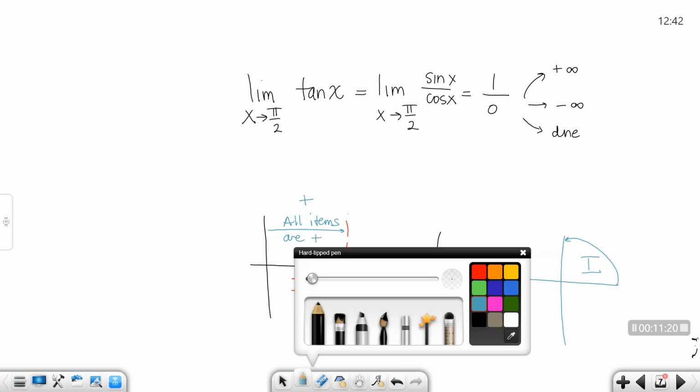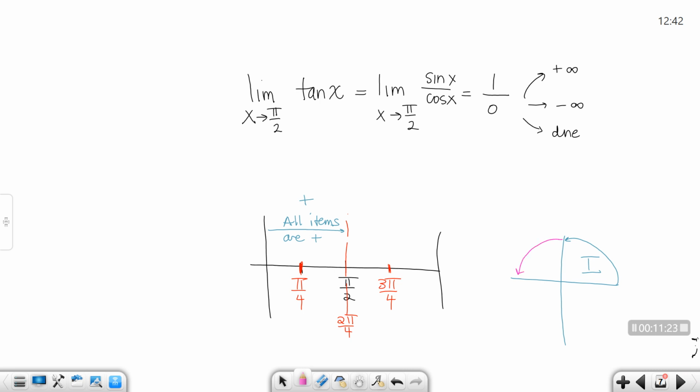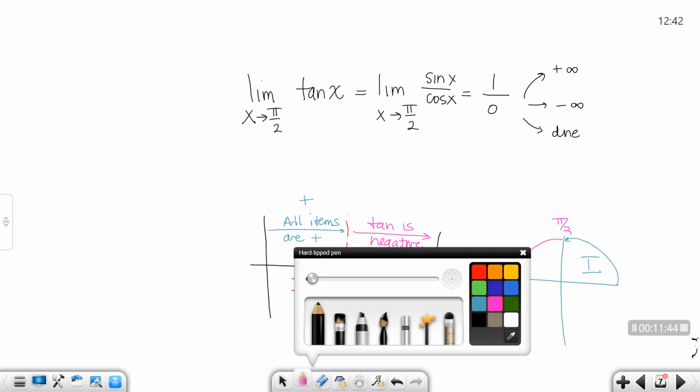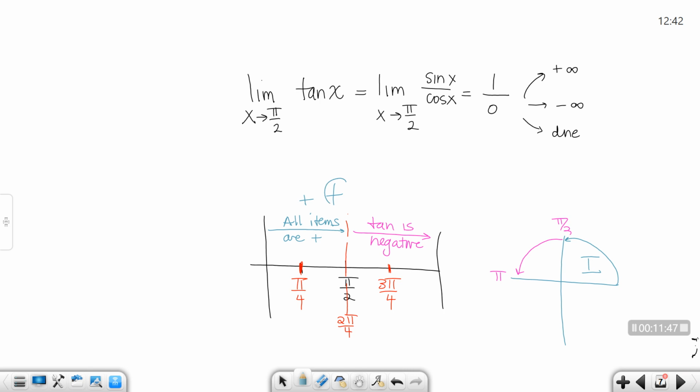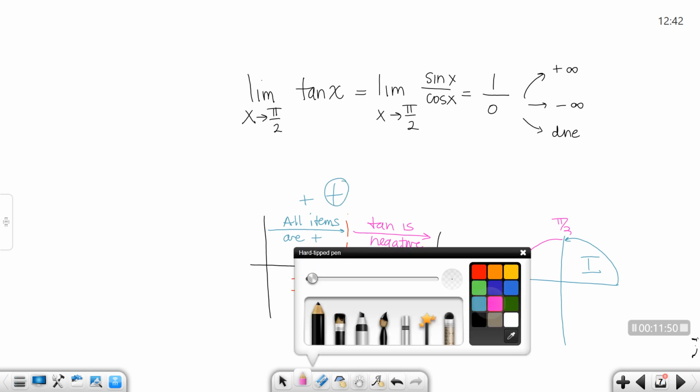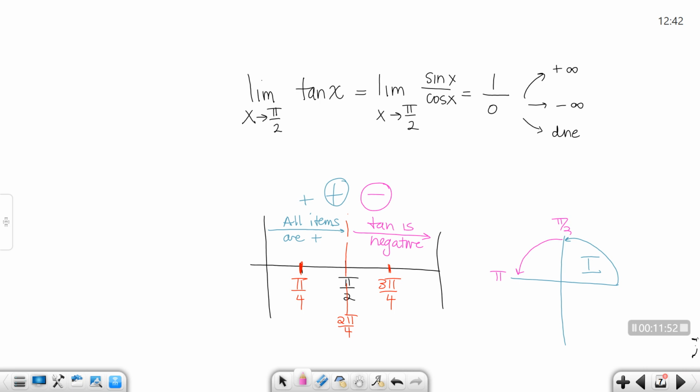Now quadrant 2, what I have is from here to here, so that would be from pi over 2 to pi. In this quadrant, I know that the sine is positive, the cosine is negative, and the tangent is negative. So if I look up there, I know that the tangent is positive on this side, the left side of pi over 2, and I know that the tangent is negative on this side, so they do not meet, and my answer is does not exist.